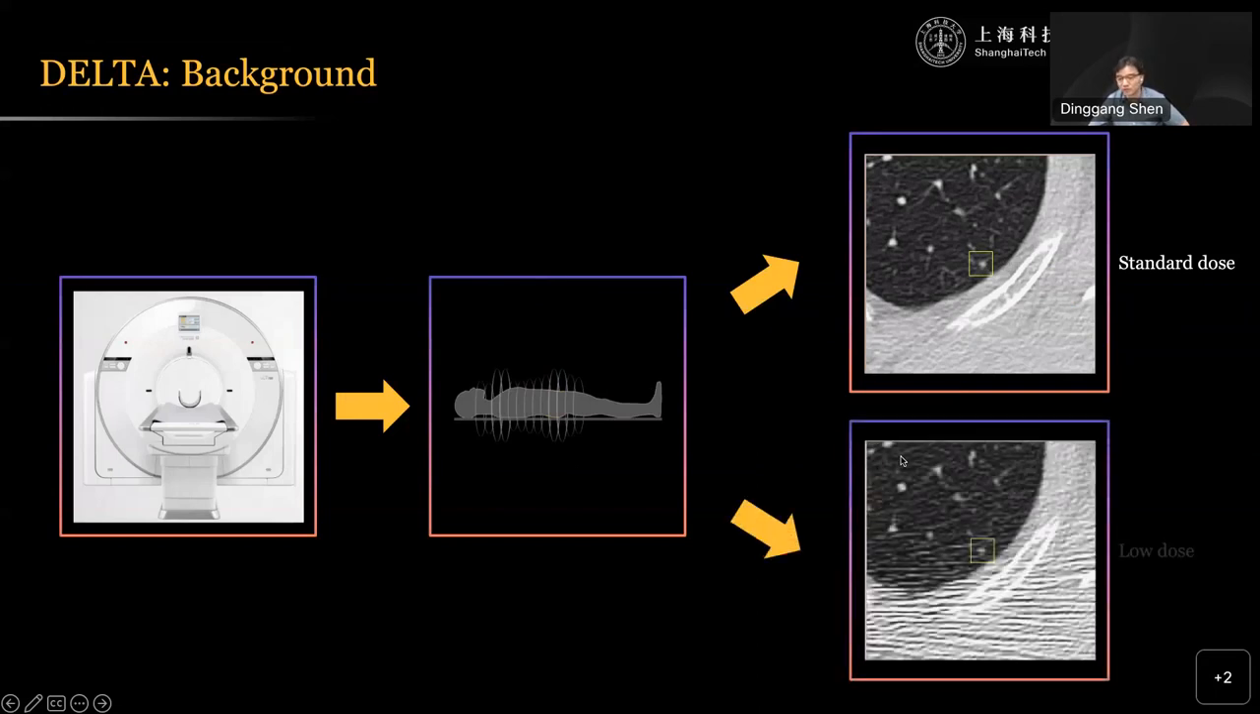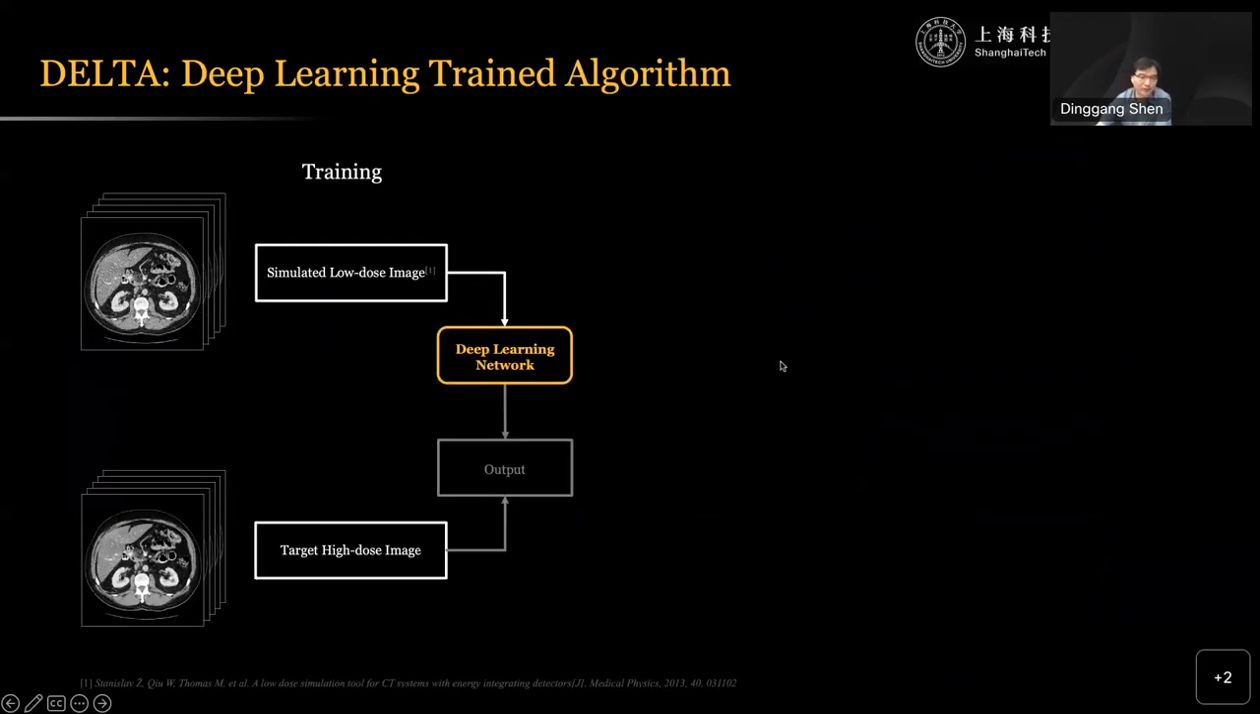If you want to use a low dose, that means you want to reduce the number of projections, and maybe the nodules are not clear in the low-dose CT image. So we hope we can still use a deep learning algorithm. We use low dose, and then we can still see, for example, the nodules as we can see from the standard dose. So this is the main goal.